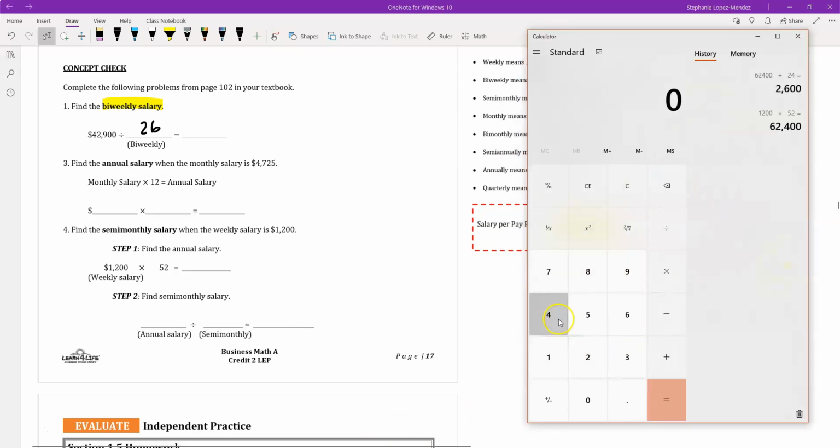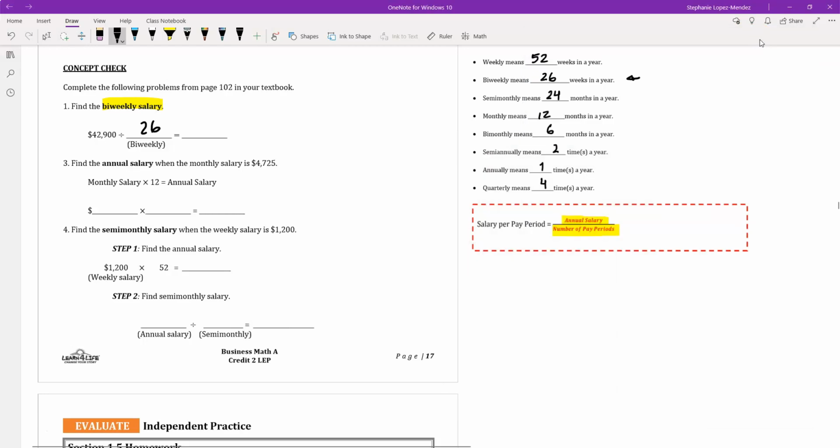Go to my calculator, and I have 42,900 divided by 26 equals 1,650.